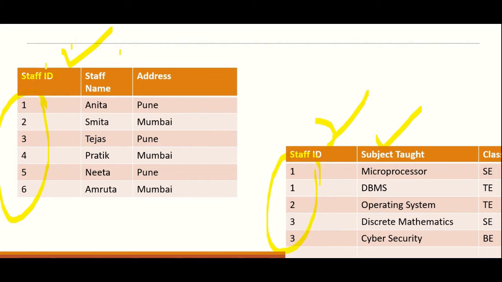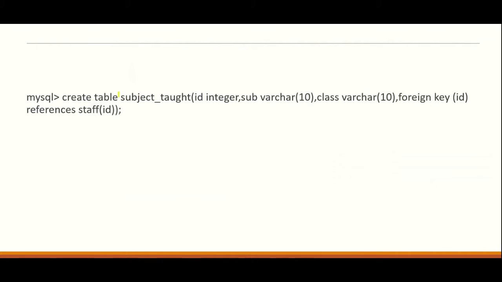How to add these constraints using MySQL? While creating the table, this is the subject taught table which you are creating with ID, subject and class, and you are adding a foreign key ID which references staff. So while creating the subject table, you have a reference to the staff table. This is very important. Now we see the execution of this query.